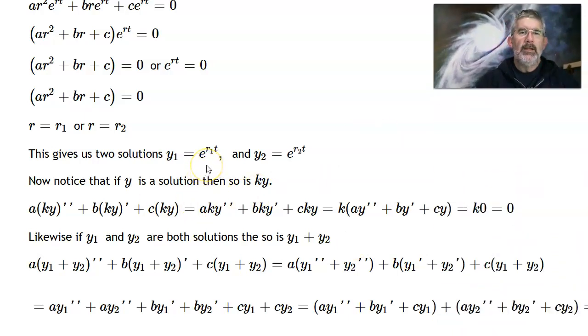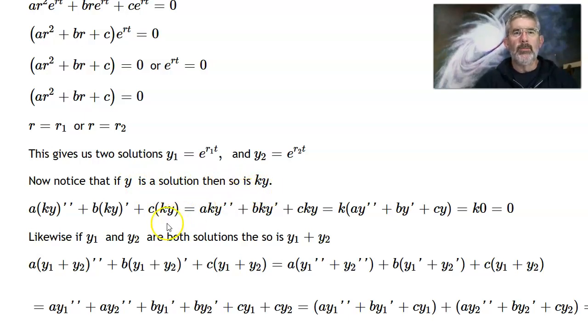In second order homogeneous equations here, if I've got one solution, it turns out I have infinitely many solutions because I can just multiply by a constant, right? If y is a solution, then I claim that ky is also a solution. And here's how I would prove that.